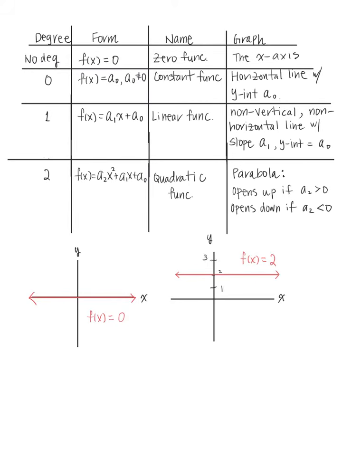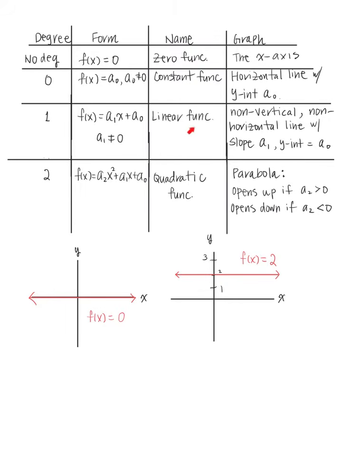In fact, this will be f of x equals, the y-intercept is 2, so f of x equals 2. Now, let's go with the degree 1. What does it look like? Well, our f of x is going to look like a sub 1 x plus a sub 0, where I forgot to mention that a sub 1 cannot be 0. Now, what is that called?